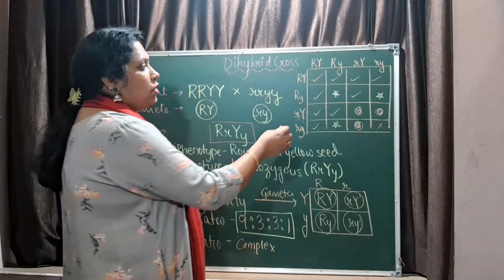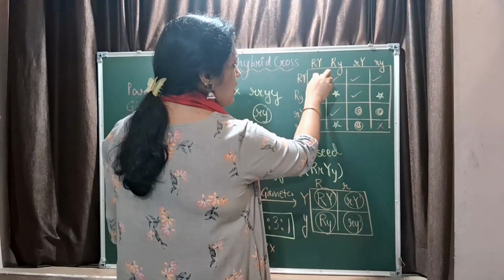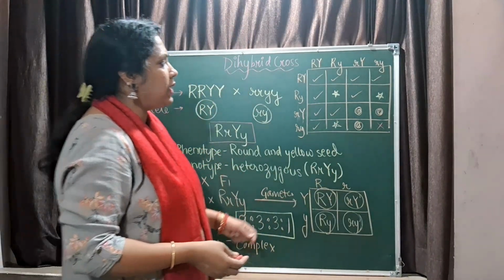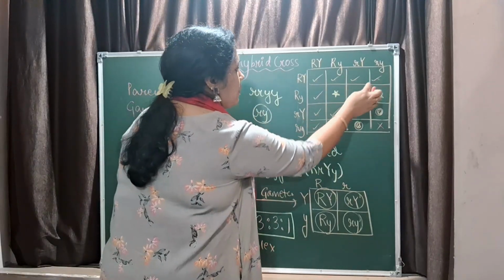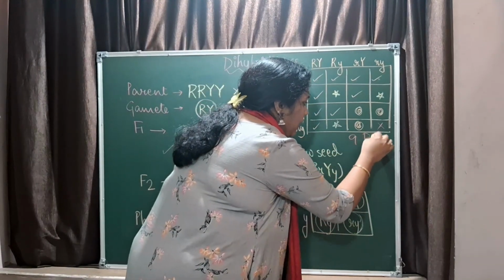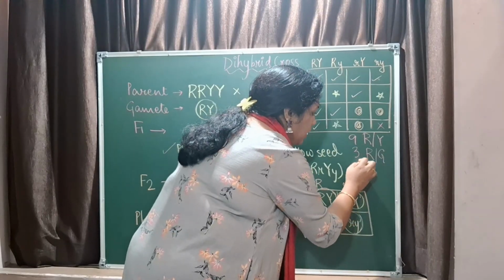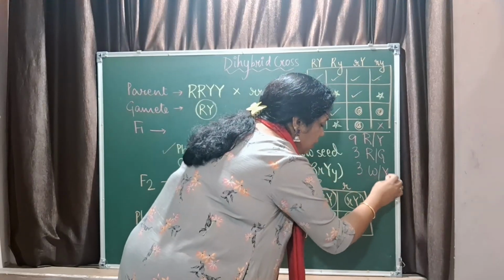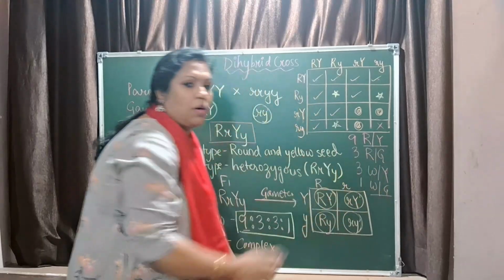Is that clear? Now you can see that this is all homozygous. This is homozygous recessive. This is homozygous dominant. These three and these three are the recombinant traits. What do you mean by that? You have 1, 2, 3, 4, 5, 6, 7, 8, 9: 9 round and yellow, 3 round and green, 3 wrinkled and yellow, and 1 wrinkled and green, that is recessive, dominant and the recombinant.